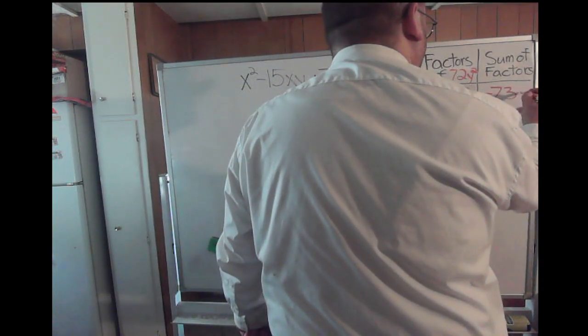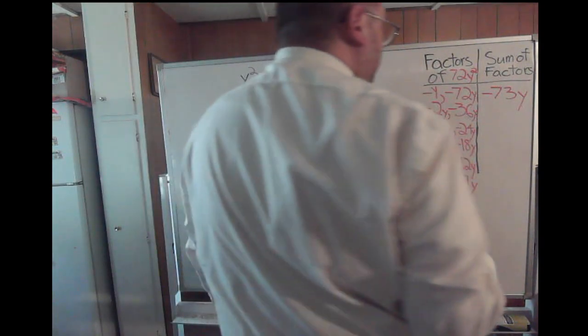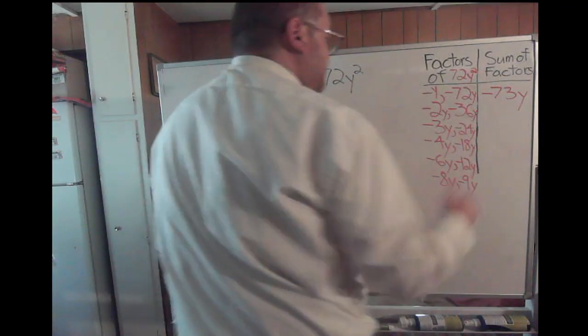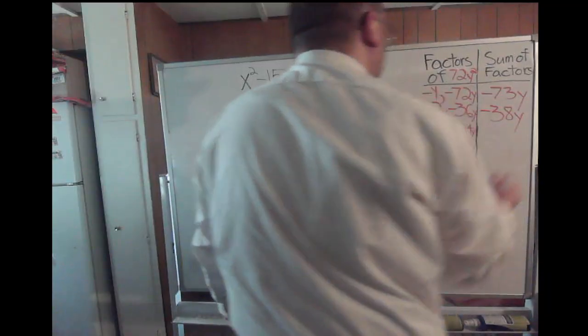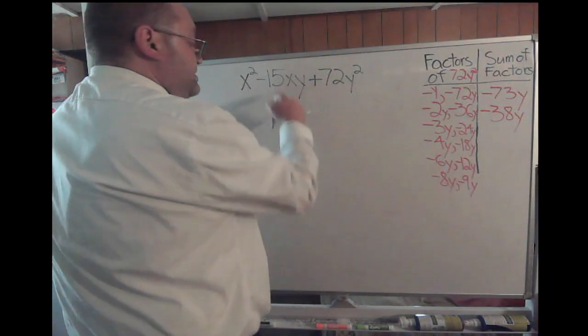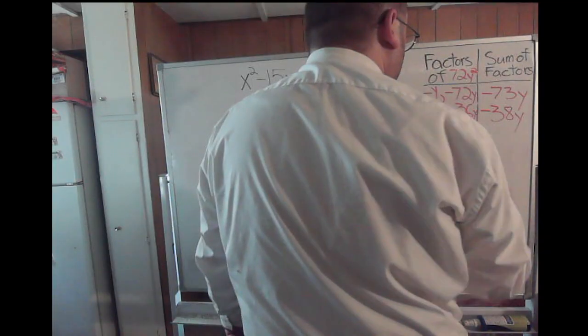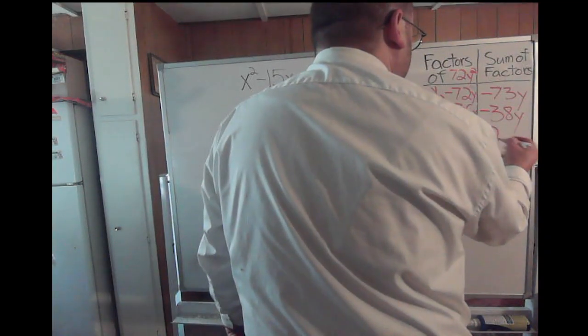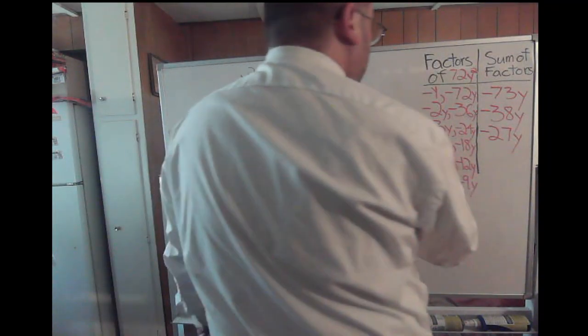Then you just have the y hanging out. Well, negative 73 is clearly not negative 15. How about negative 2 and negative 36? That would give you negative 38. Then you just have the y. Well, negative 38 is clearly not negative 15. How about negative 3 and negative 24? Well, that would give you negative 27. Then you just have the y hanging out. Negative 27 is clearly not negative 15.